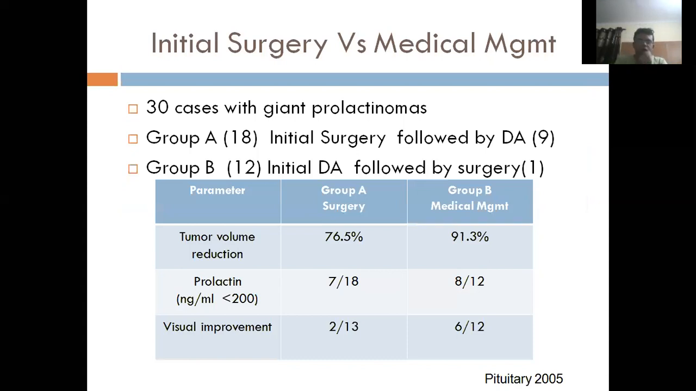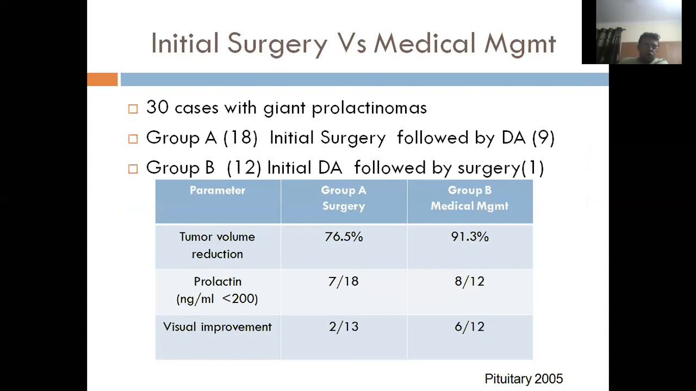Now, this is what I was talking about, why you should go for initial medical management. So these are patients with giant pituitary prolactinomas that are more than 4 centimeters in size. So they had 2 groups, group A and B, both had visual involvement, and they decided to give surgery first in group A, and in group B they decided to give dopamine agonist first.